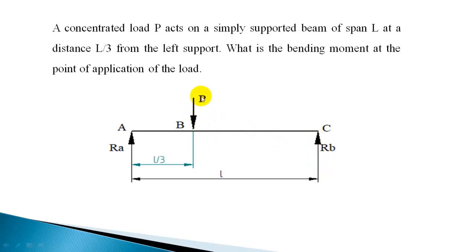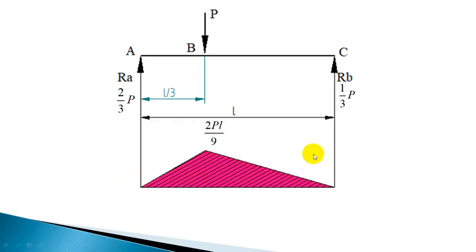If you divide the load into 3 parts, one part is P by 3, so two parts is 2 by 3 P. So the reactions will be 2/3 of P here and 1/3 of P here. You can find the peak bending moment as 2/3 of P into L by 3, that is 2 PL by 9. That is the bending moment here.